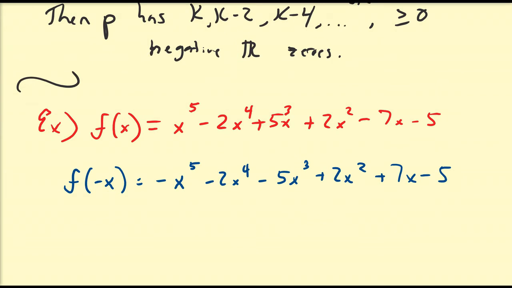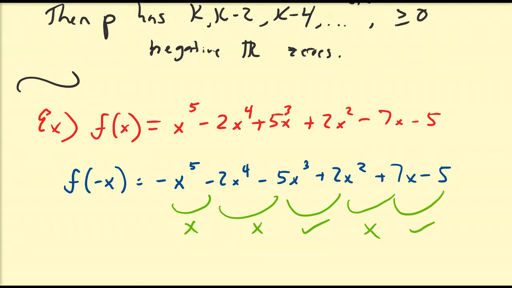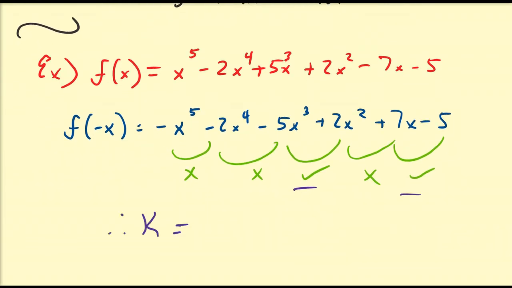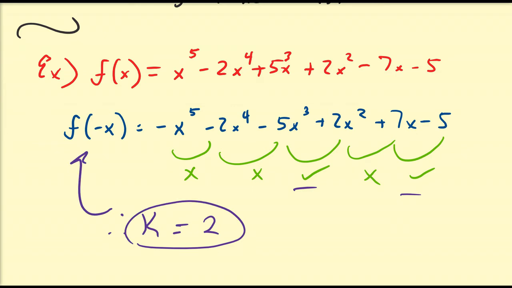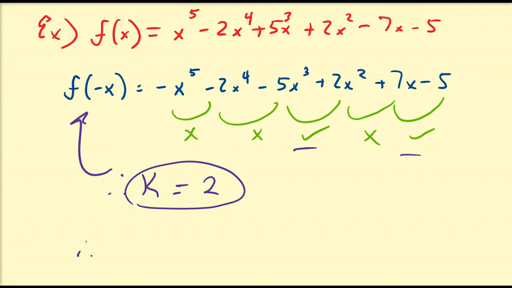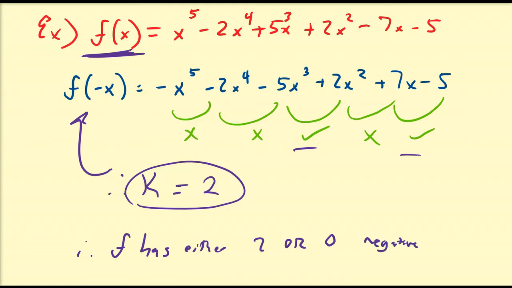So let's count the sign changes for this polynomial: negative to negative, negative to negative, negative to positive, positive to positive, positive to negative. So in this case I have two sign changes for the mirror image of f. If this is the case, then that means f, the original function and not the mirror image, has either 2 or 0 negative real zeros.